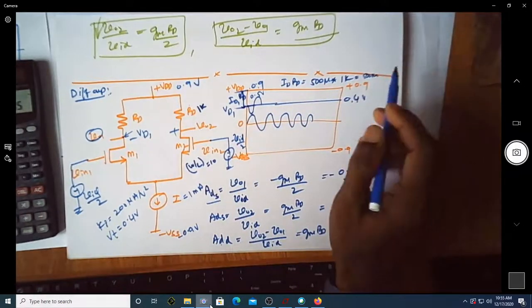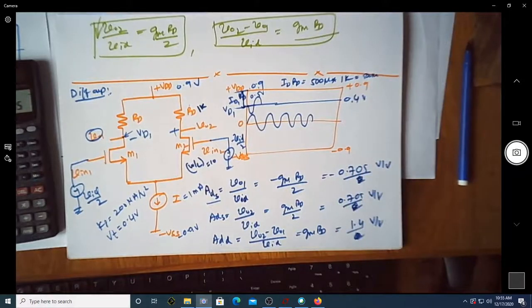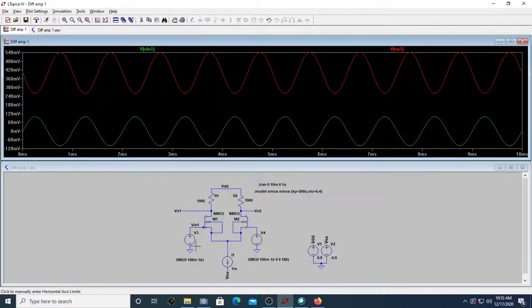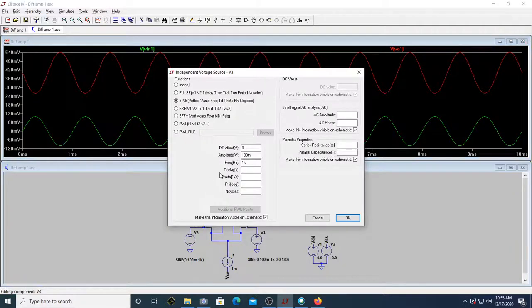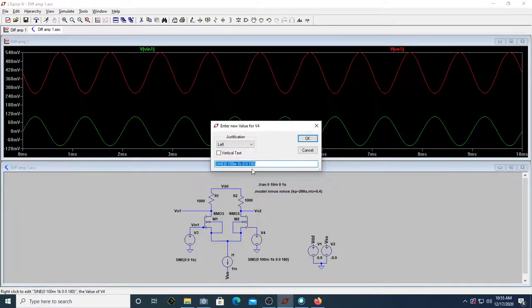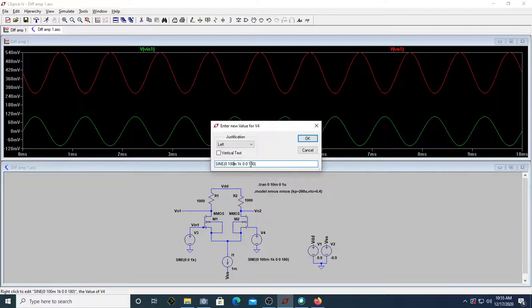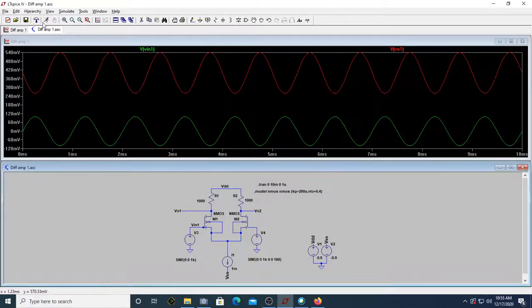If you want to see it here, I'll go to the simulation. For the time being, let us make this amplitude also 0, and let me make this also 0 amplitude, and let us see what is the DC voltage.